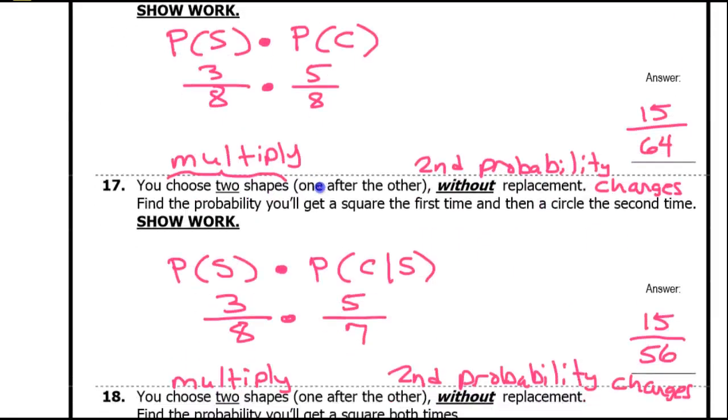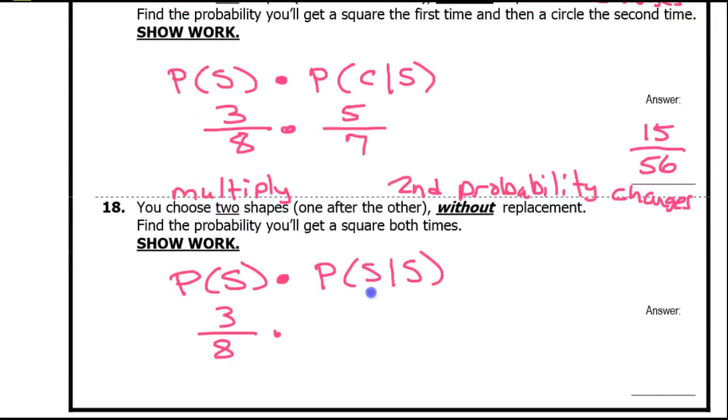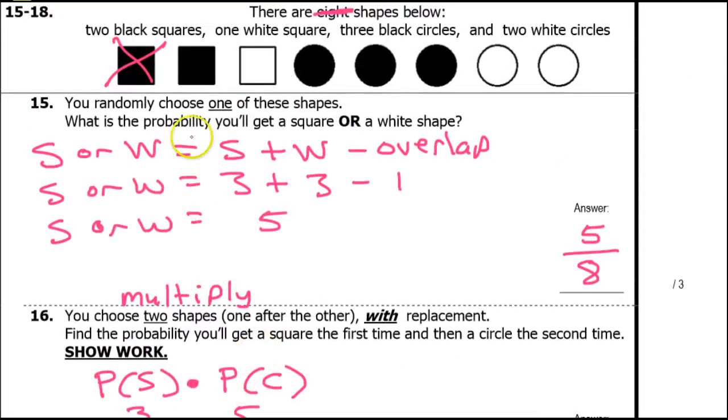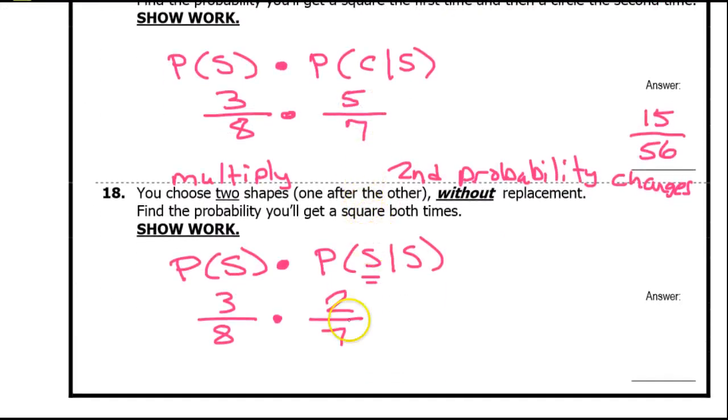So when we go to calculate the probability of choosing a square for the second time, the total is going to be 7 now, because there are only 7 shapes left. But there are only 2 squares. So the probability of pulling a square the second time is going to be 2 out of a total of 7. So that is going to be 6 out of 56.